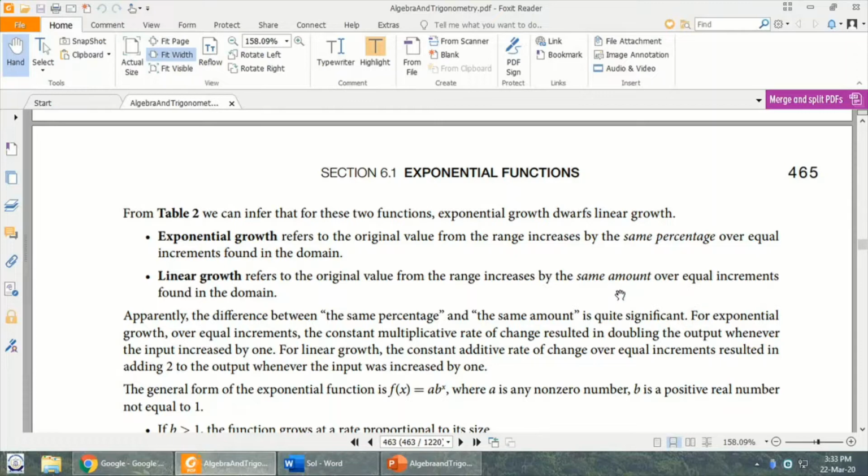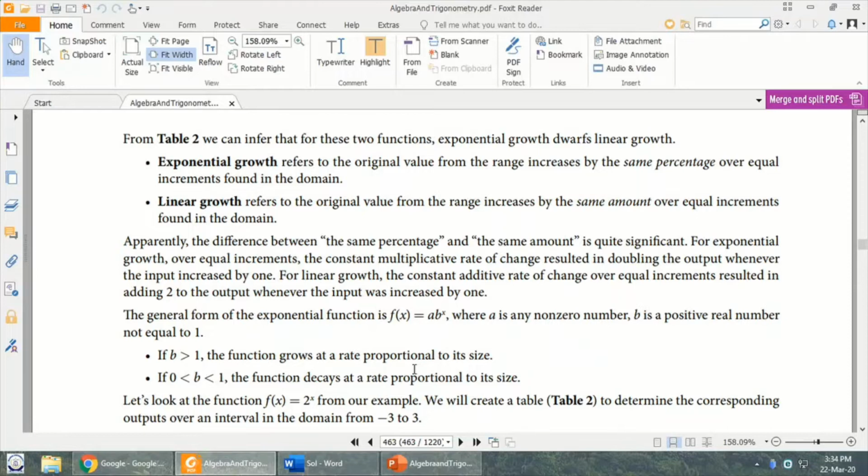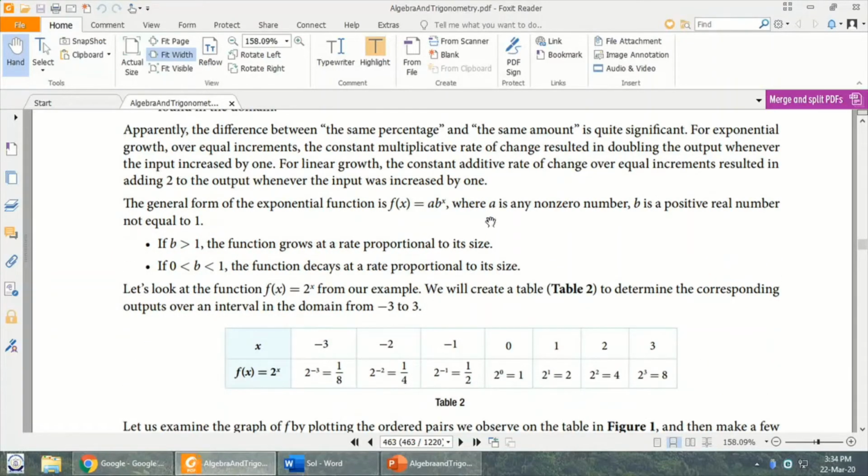Again, the range is increasing by the same amount with equal increments. The same amount means the increase is addition, because it is increasing by the same amount, so it's 2 plus 2 plus 2 plus 2. Over here the range is increasing by the same percentage, 200%, 300%, 400%, so you can't really multiply 2 and 4, it is 400%, you're going to just have 2 again several times. So that is the difference, having the same percentage and the same amount, and this difference is quite significant.